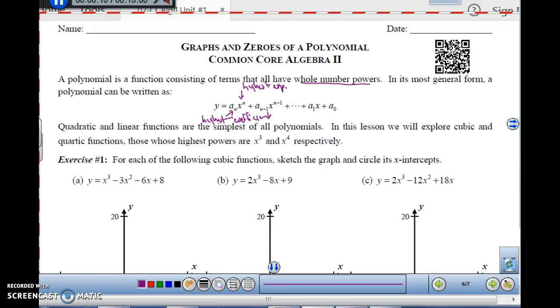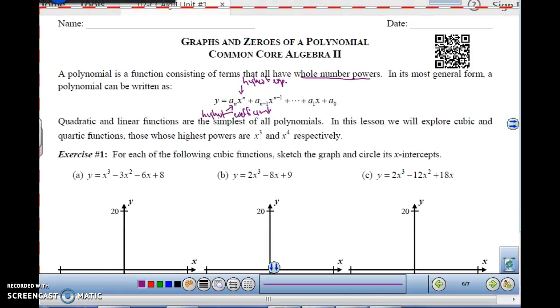All right. So basically what we need to know is a polynomial is written with the highest exponent first, in descending order until we get down to the constant. So today what we're going to look at are quadratic and linear functions, the simplest polynomials. We will explore cubic, which are x to the third functions, and quartic, which are x to the fourth functions, and their highest powers are x to the third and x to the fourth. Okay, so let's take a look at what these look like.